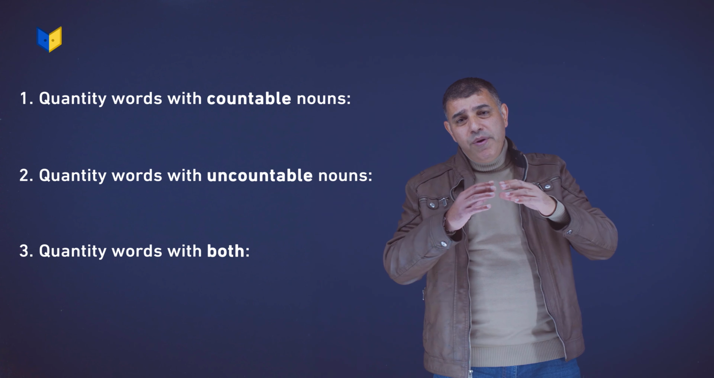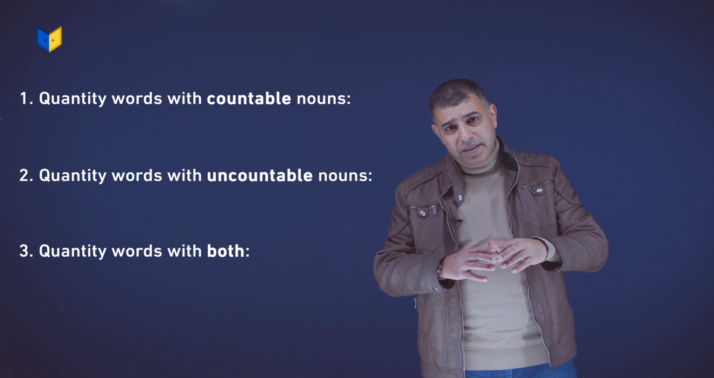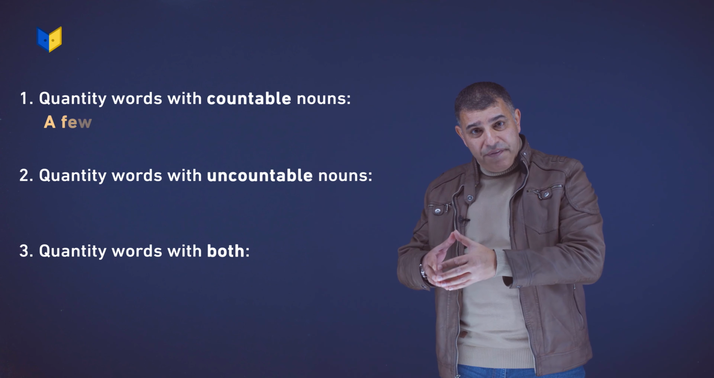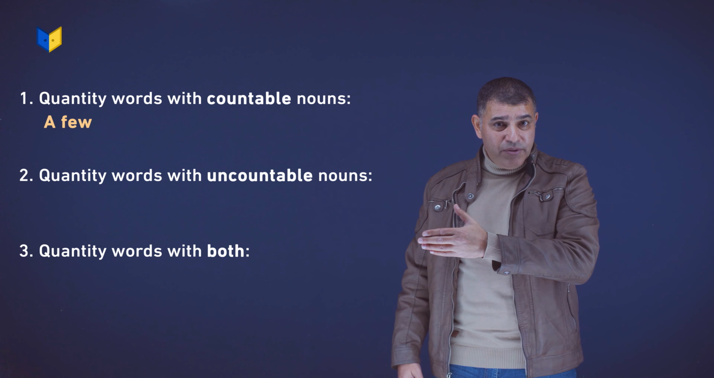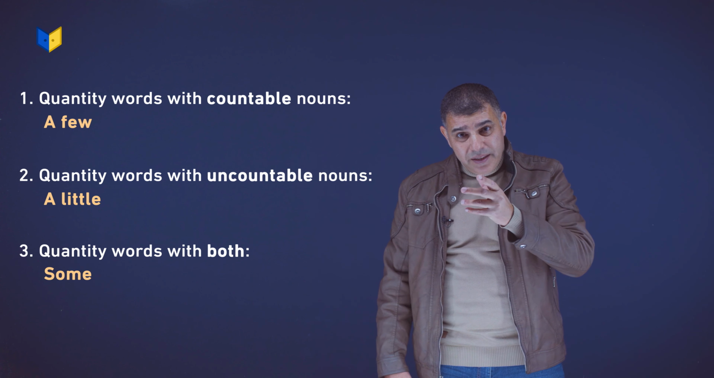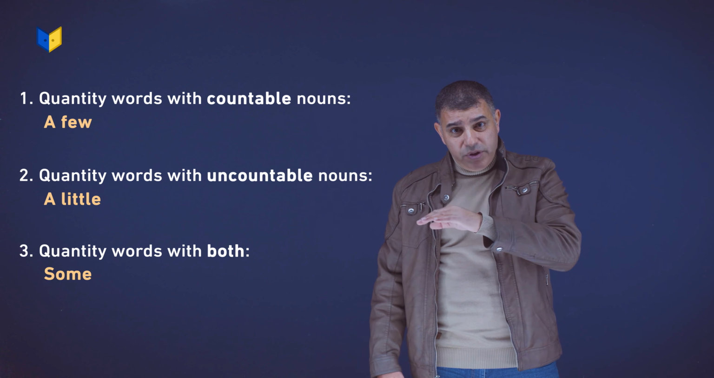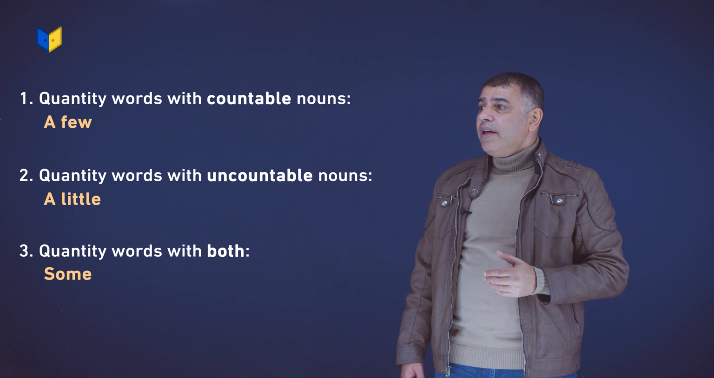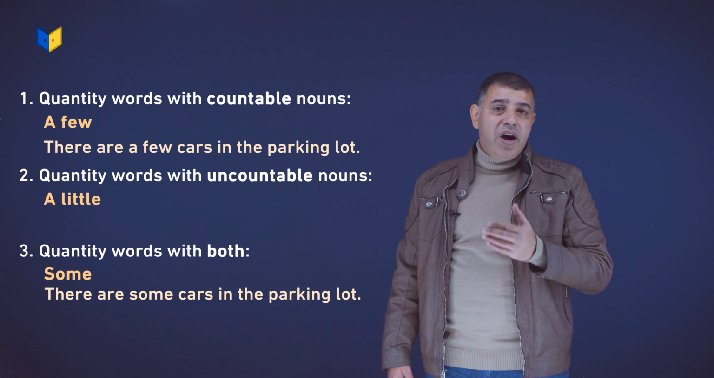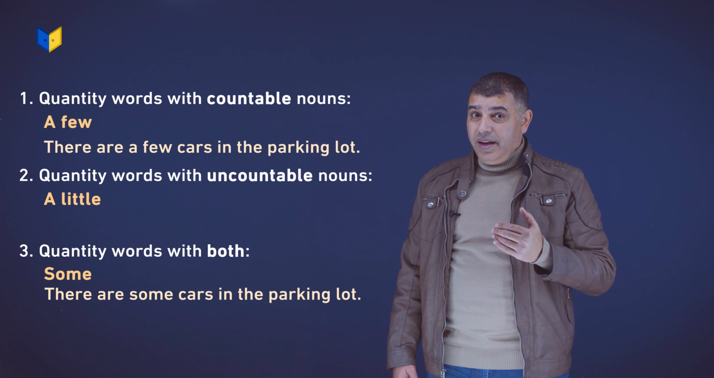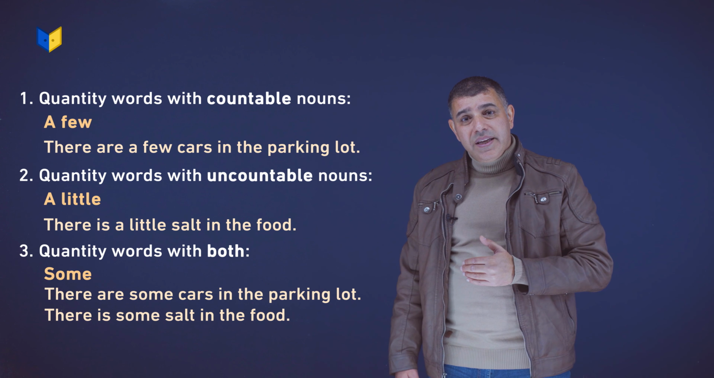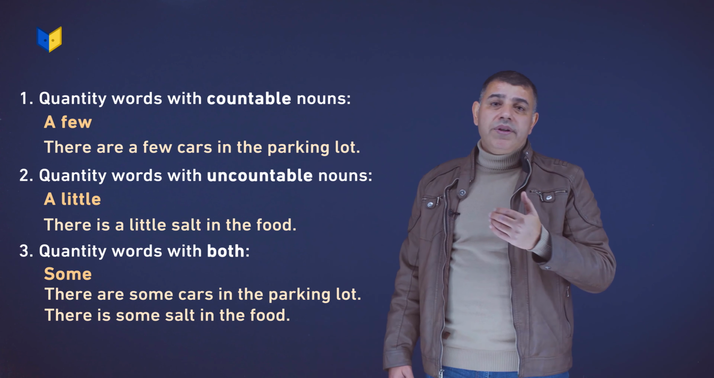Now, if we want to talk about something less, a small amount, in this case we use a few with countable nouns and a little with uncountable nouns. And some, معناها بعض, that can be used for both countable and uncountable. Example, there are a few cars in the parking lot, and there are some cars in the parking lot, while there is a little salt in the food, and there is some salt in the food.